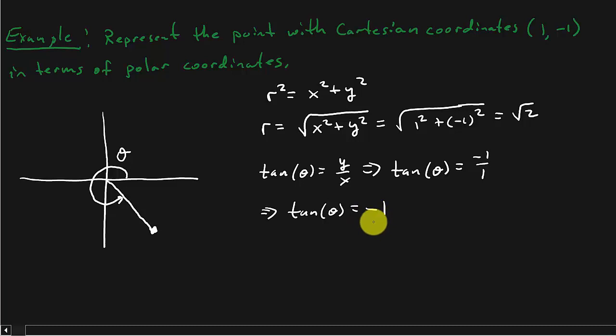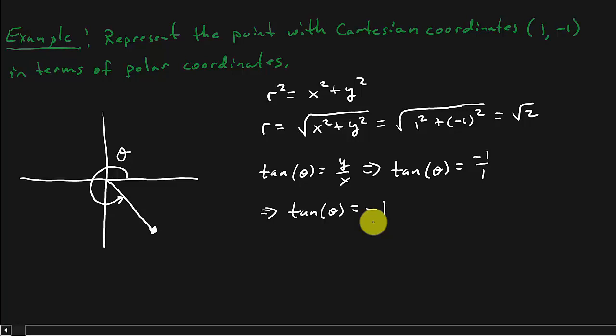-pi over 4, right? Because remember, when you're doing the inverse tangent, that's between -pi over 2 and pi over 2, not including -pi over 2 and pi over 2, because tangent's undefined there.